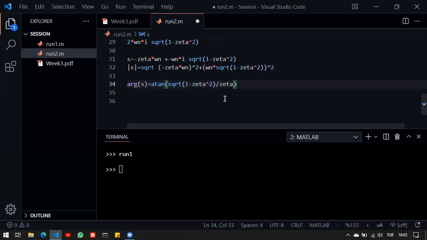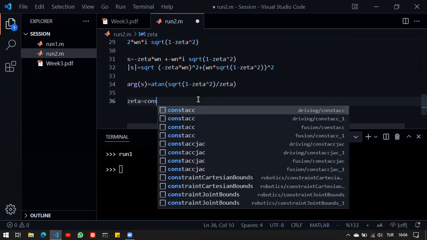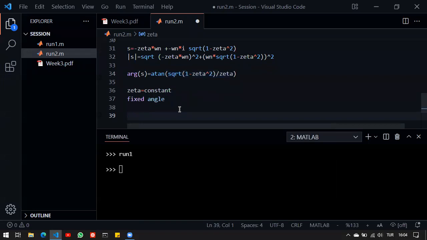Now, if we have a certain zeta value fixed, a constant value for zeta, then this term here will be fixed. 1 minus zeta squared will be a fixed number, the square root will be a fixed number, divided by a fixed number. So this will give me a certain constant value. And the inverse tangent of this constant value gives me a fixed angle. So if we have a fixed angle, then we are talking about a line that goes through the origin.